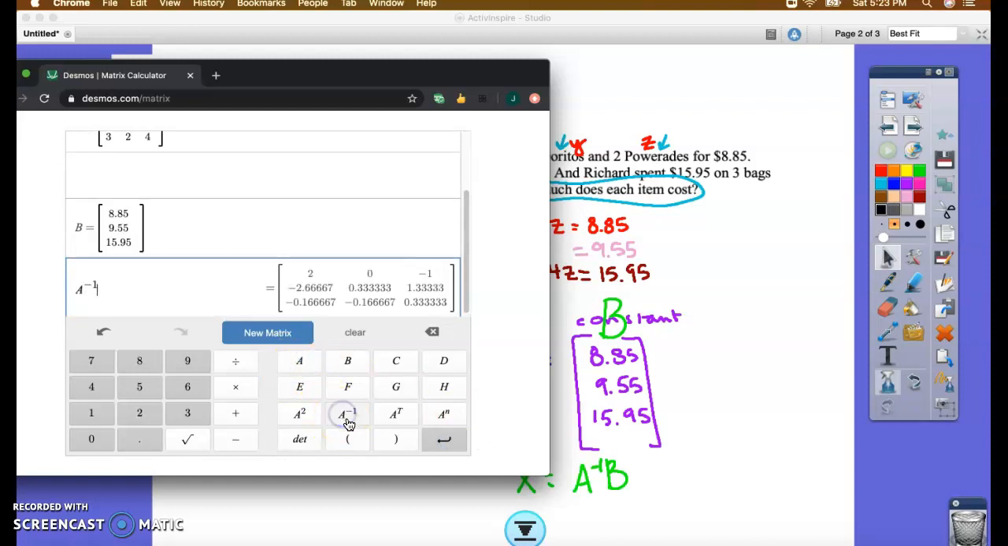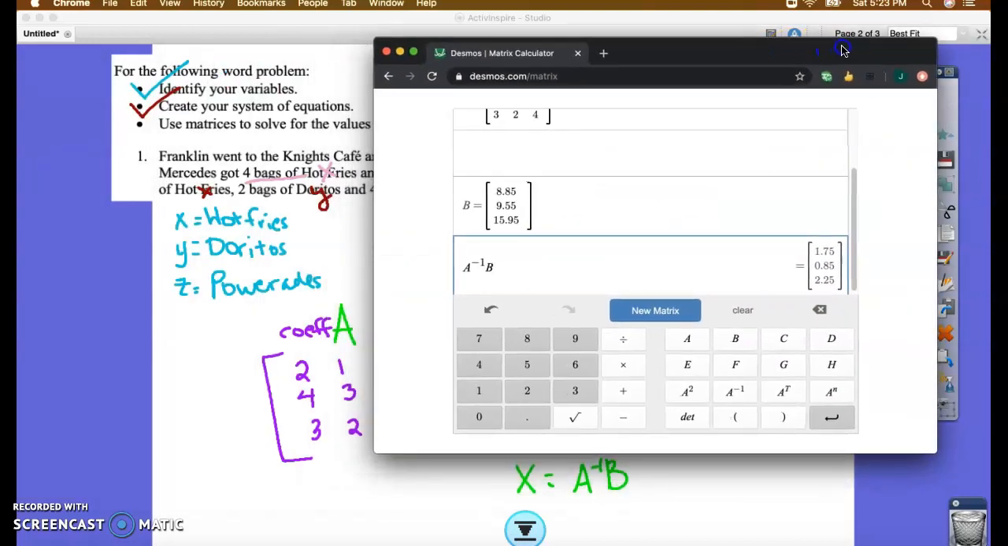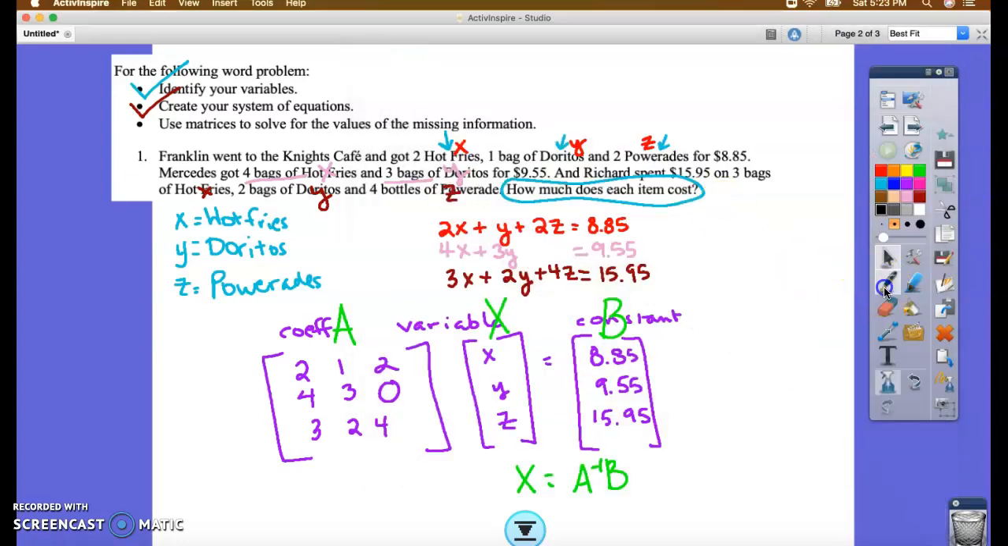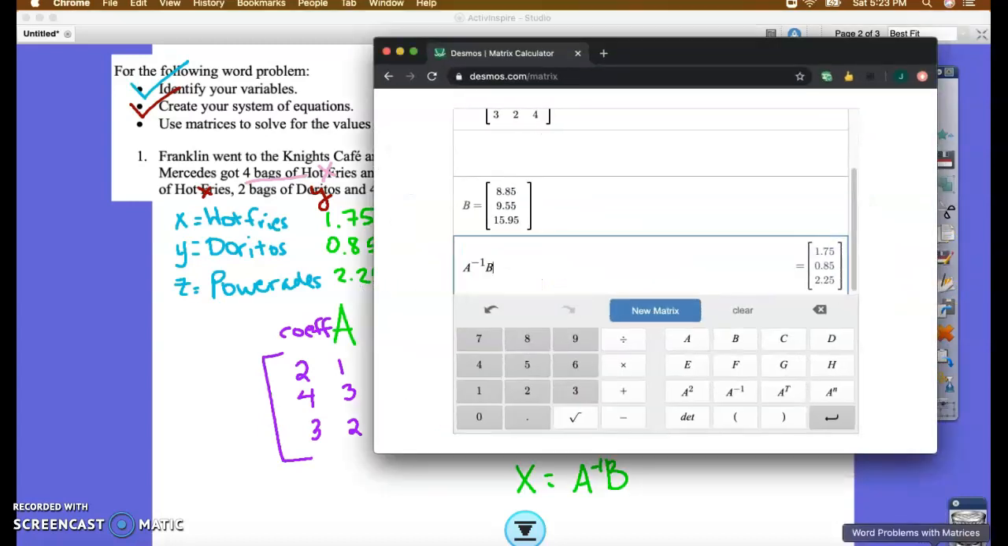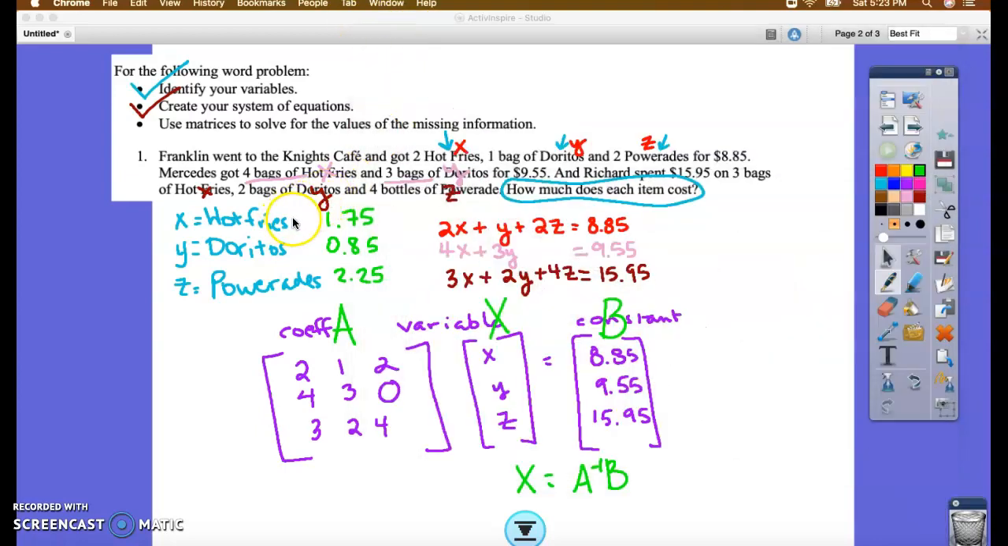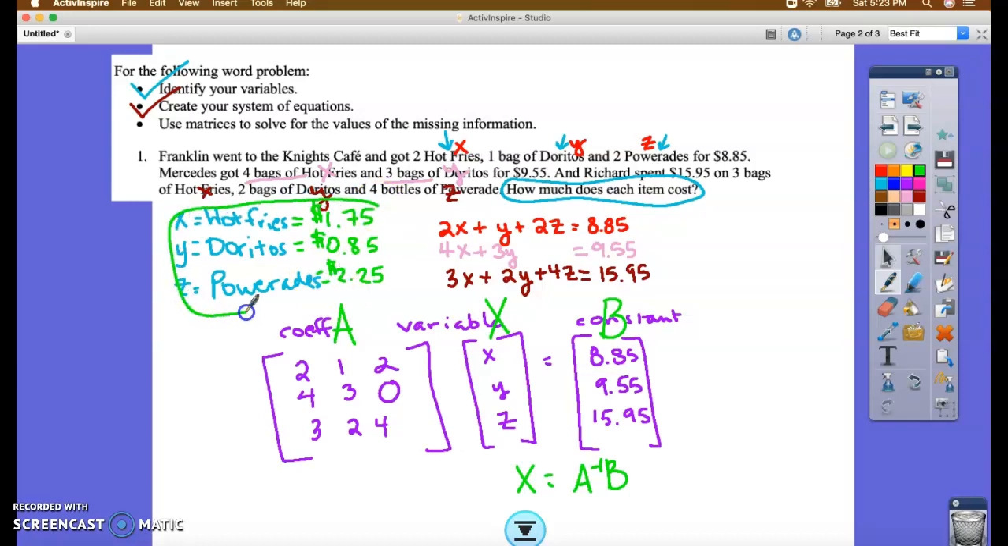Inverse, yes, it has an inverse, so I do have an answer. A inverse B, here is my answer: 175, 85, 225. Let me just double check that. 175, 85, 225. You can't check it enough to make sure you're doing it right. There's the cost for hot fries. There's the cost for Doritos. And there's the cost for my Powerades right there.